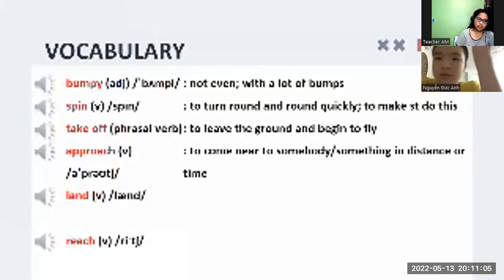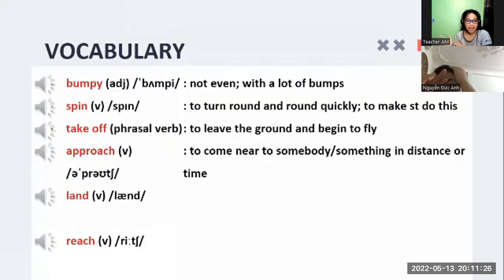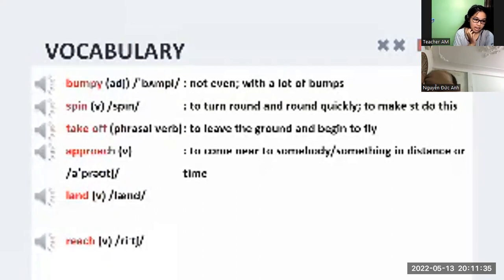For example, let's just imagine that there is someone here, for example, my sister. So this is teacher A, and this is her sister. I'm going to go to my sister and tell her, "Hey, let's eat dinner now," said mom. So that way, I am approaching my sister. Another example: I'm going to approach you on Zalo. I will say, "Okay, Anne, I'm now waiting in Zoom." So that is another example for approach. Do you got it?